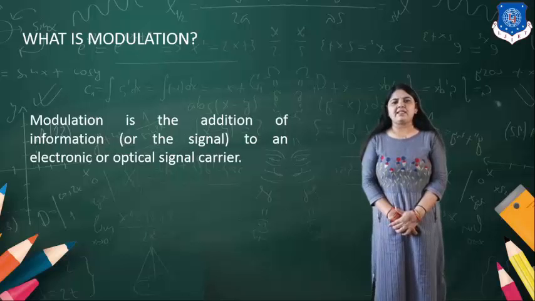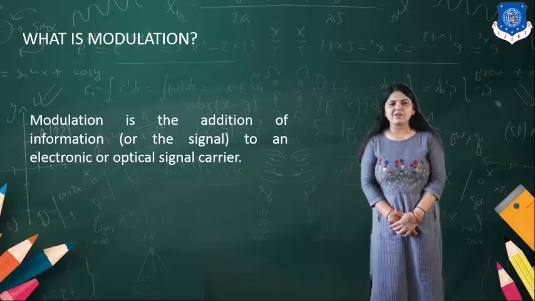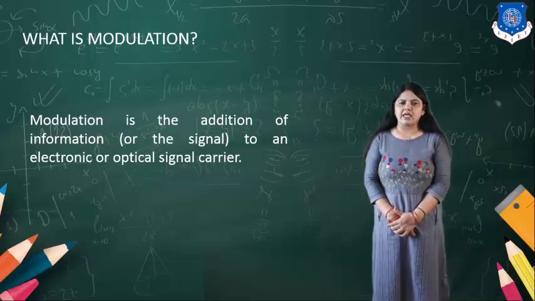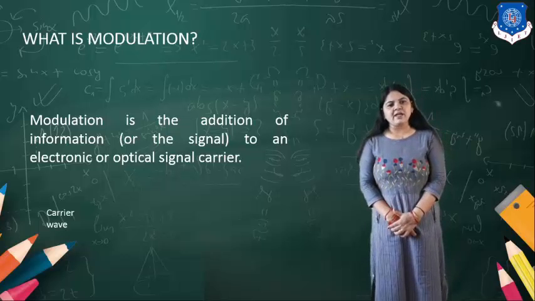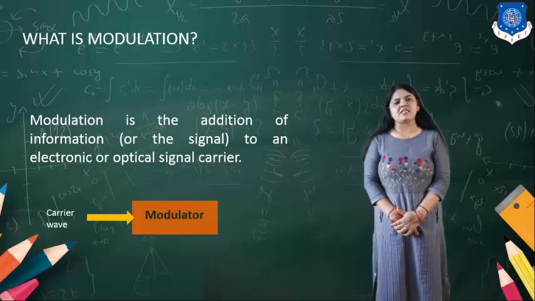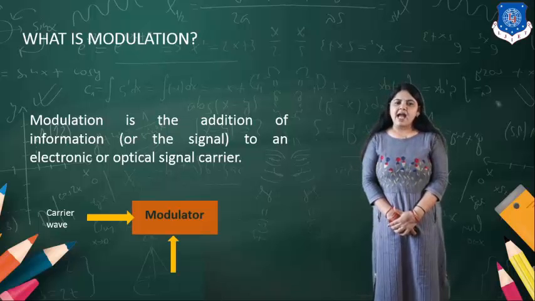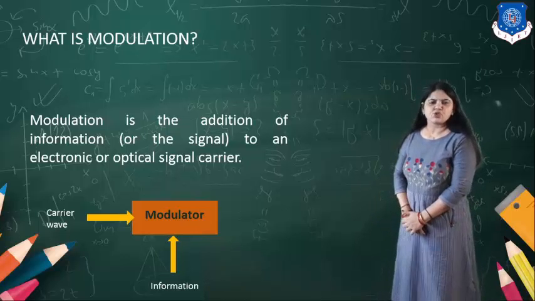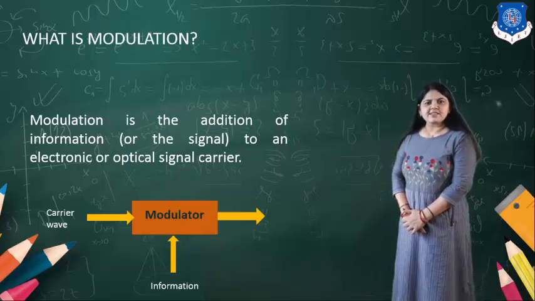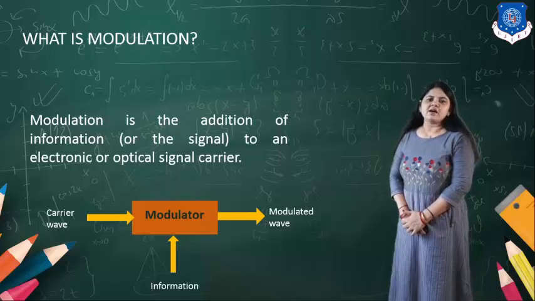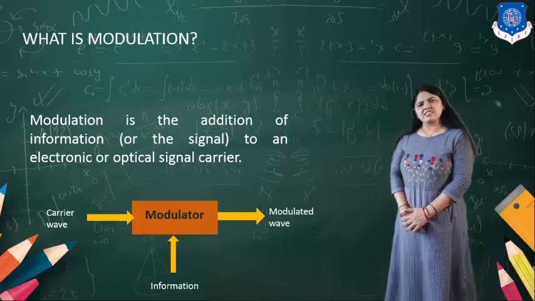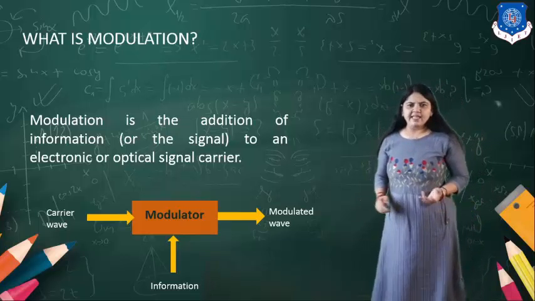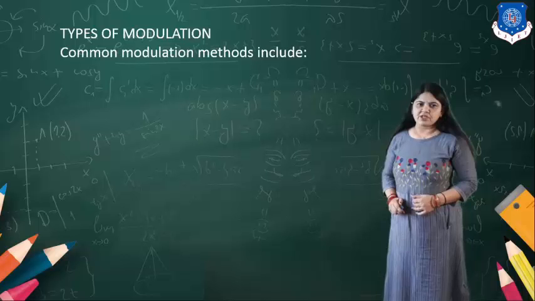So, modulation is the addition of information to an electronic or optical signal carrier. We know that the carrier wave is applied to the modulator, and the information is also applied to the modulator, which produces the output, the modulated wave. This modulator block diagram is applicable for any kind of modulation.